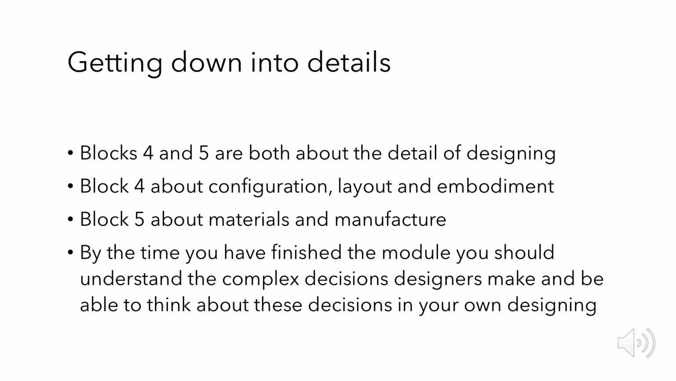In this latter half of the module, we really get down to the detail of designing. So we have Block 4 and 5, which are both about different aspects of detail. Block 4 is about configuration and layout and embodiment, and Block 5 is about materials and manufacture. So by the time you've finished the module, you really ought to be able to understand the complex decisions that designers make and to be able to think about those decisions when you're designing for yourself.